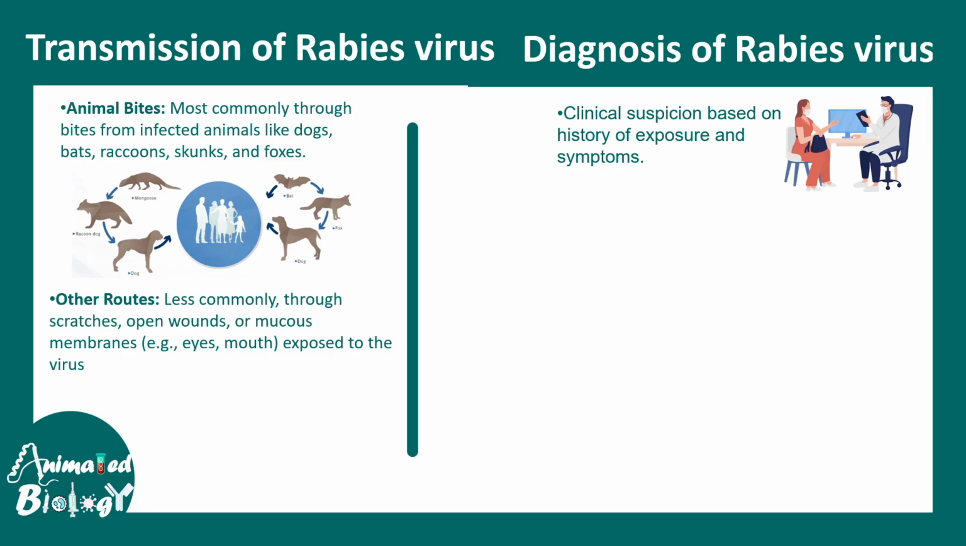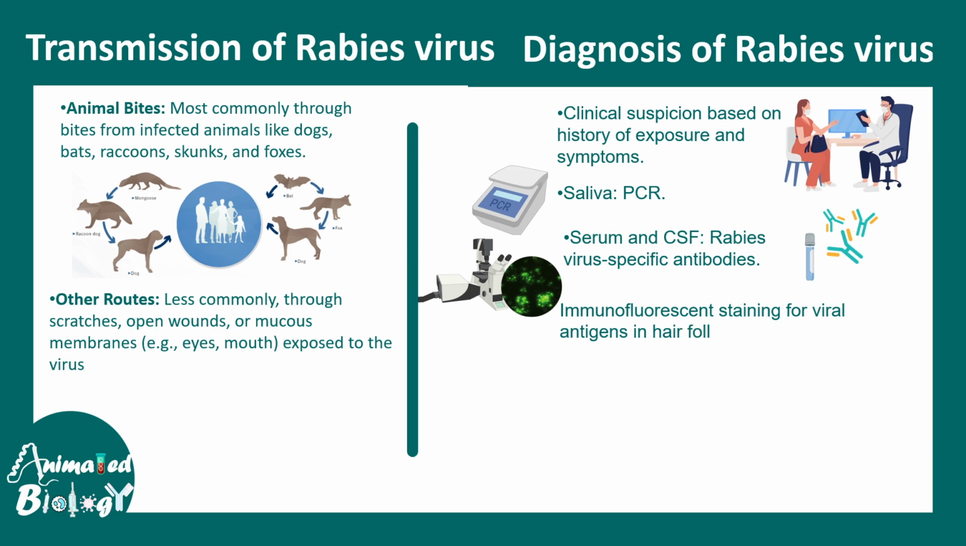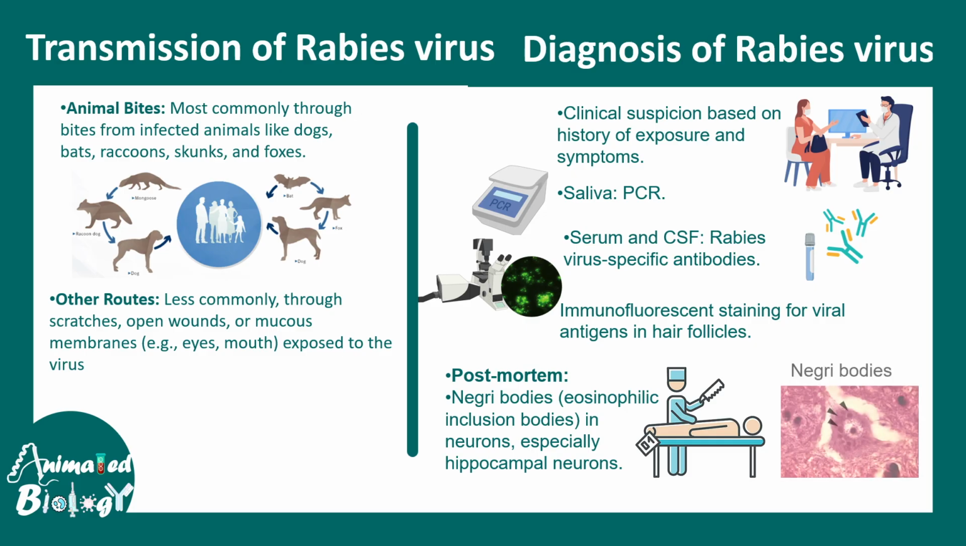So basically, the diagnosis of rabies is based on clinical suspicion, such as if you are bitten by a mad dog or something like that. But more confirmatory tests are done from saliva PCR, serum and CSF sample analysis for rabies virus specific antibodies, and immunofluorescent staining of viral antigens found in the hair follicles. And post-mortem observation includes Negri bodies, which are eosinophilic inclusion bodies found in the neurons, especially in the hippocampal neurons.